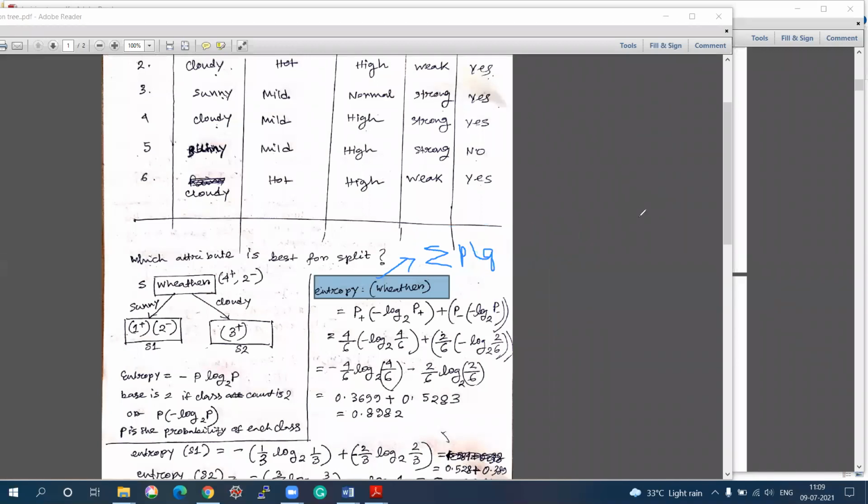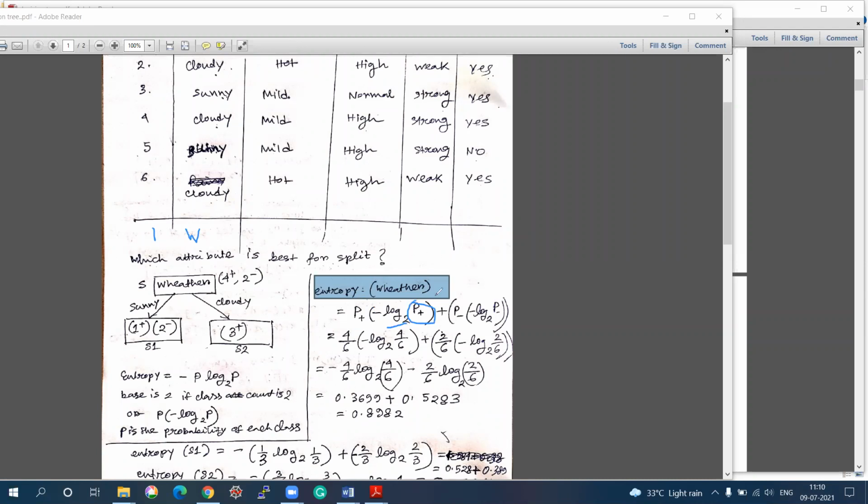तो चलो देखते हैं, हम लोग कैलकुलेट करते हैं एंट्रोपी. So will take the positive class. Minus P log P is also the same as P into minus log P, so both are the same. I have written here P plus, which stands for the probability of occurrence of the positive class in weather, minus log 2 P plus.